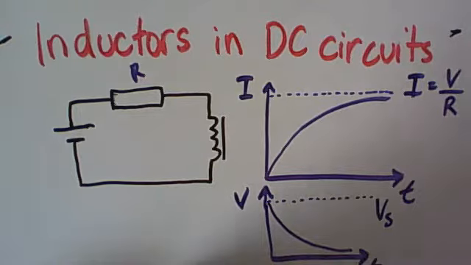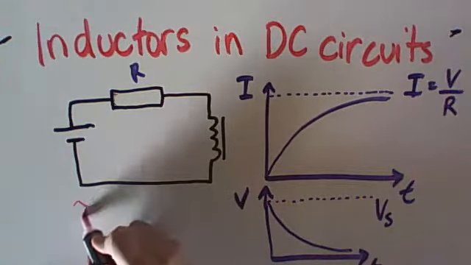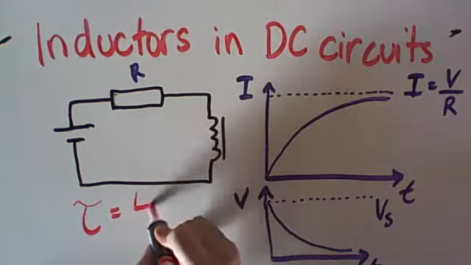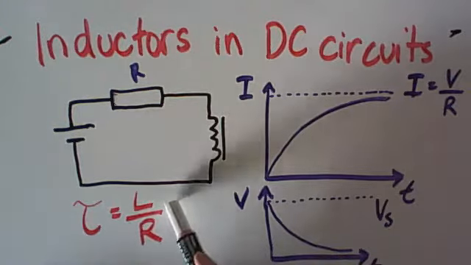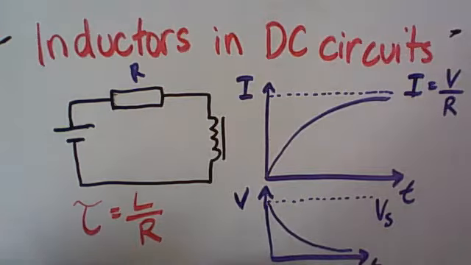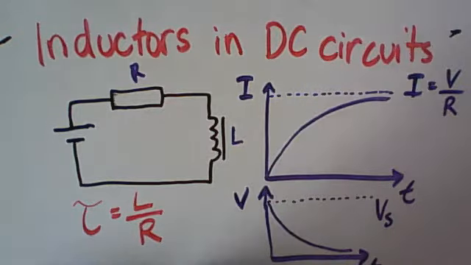And just like with capacitors, it has a time constant in which it does this, which is given by L, the inductance, divided by R, the amount of resistance in the circuit. And if you're interested in why that's the case, why it's L over R, we can work that out in class. But for now, I just want you to accept the time constant is determined by L, the size of the inductor, divided by R, the size of the resistance in the circuit.